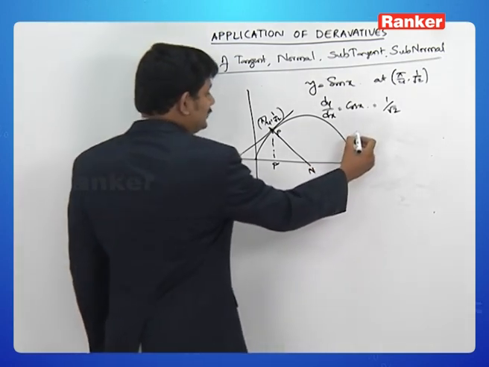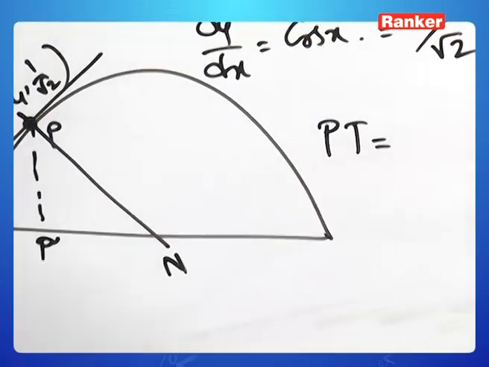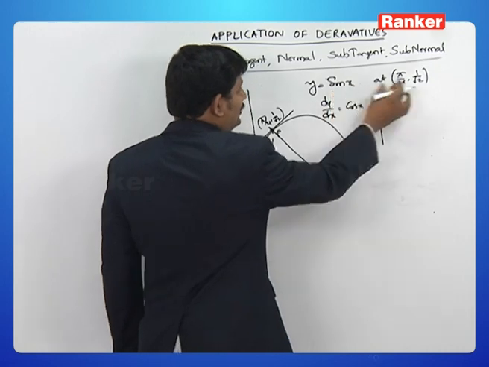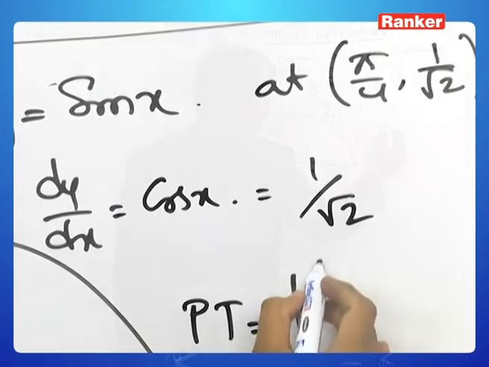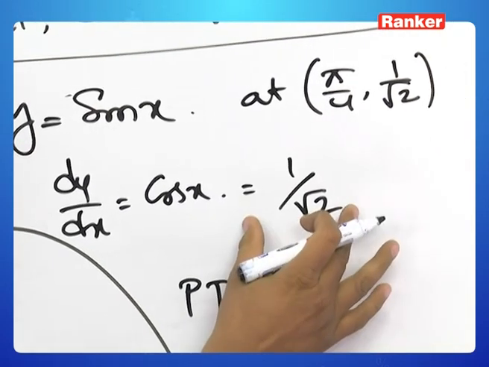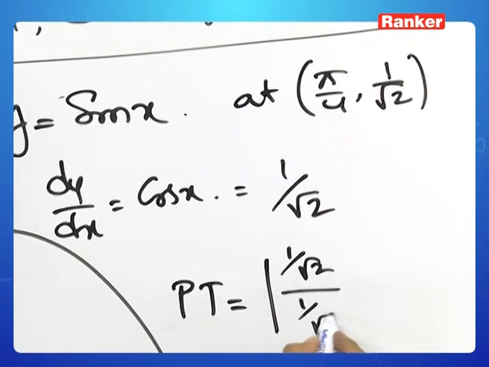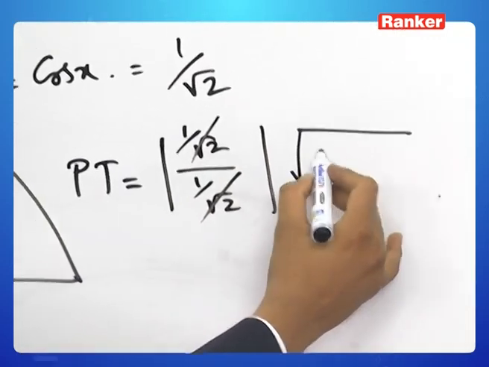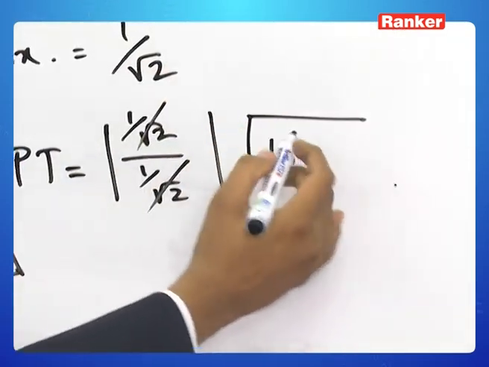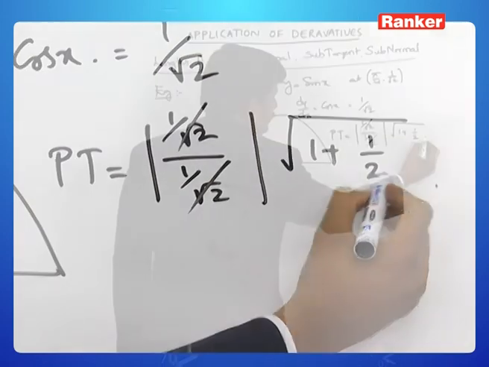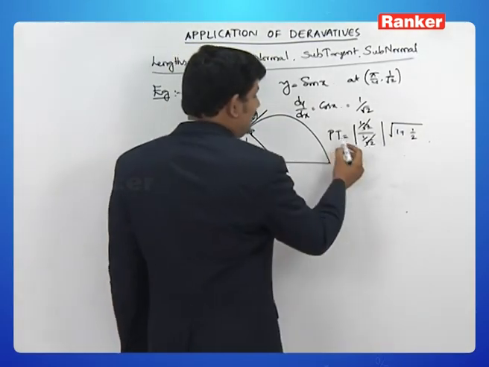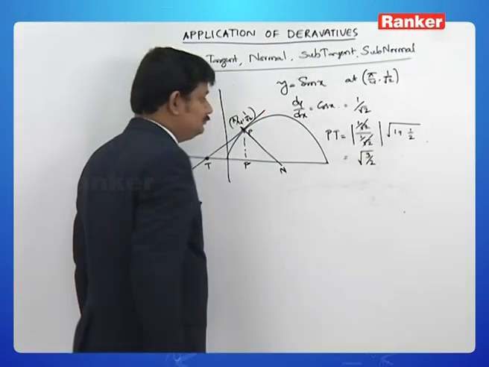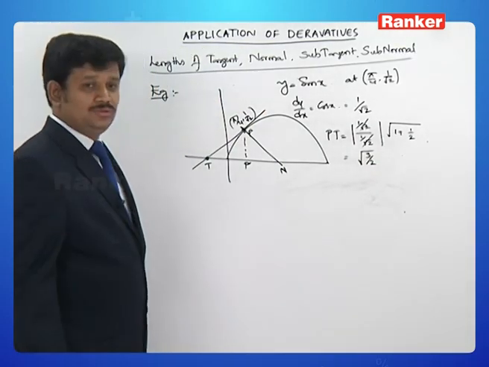So, let us find each one of them. Starting with length of the tangent PT, it is given by modulus of y1 by m, times root over 1 plus m square. Modulus of y1 is the y coordinate at this point, 1 by root 2, divided by m, dy by dx at that point, 1 by root 2, both of them get cancelled, root over 1 plus m square, m is dy by dx at that point 1 by root 2, its square is 1 by 2. So, length of the tangent is root 3 by 2.